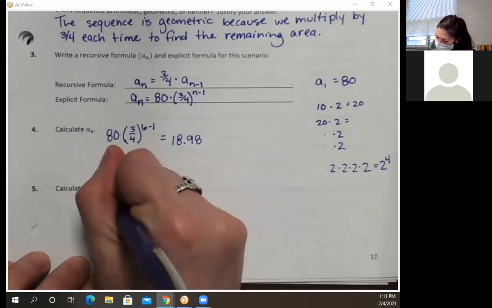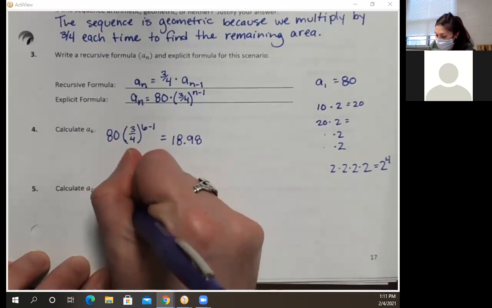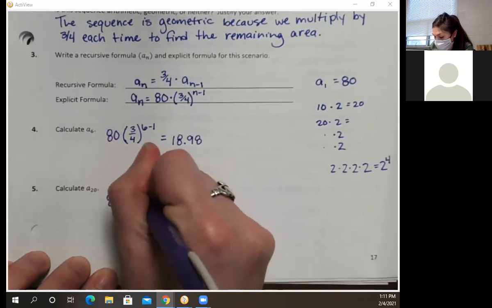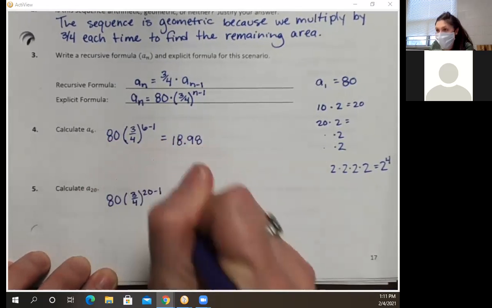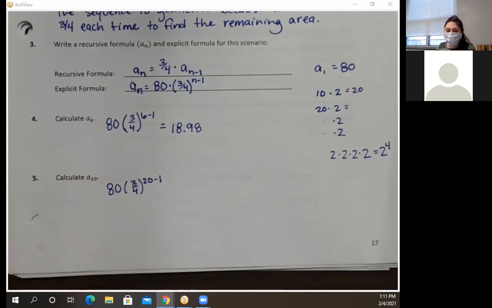And then try the 20th term. Try that one.